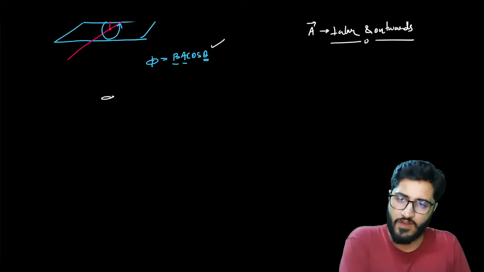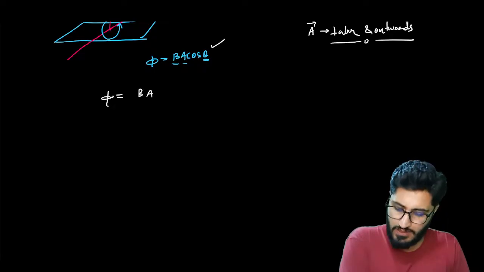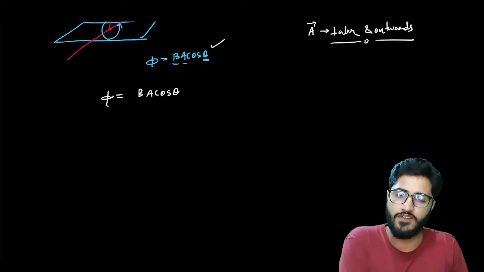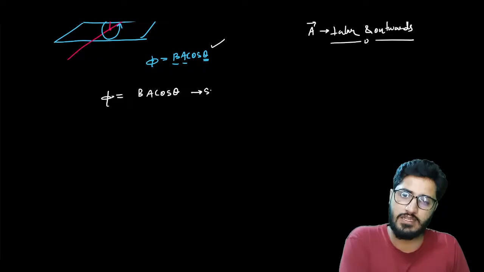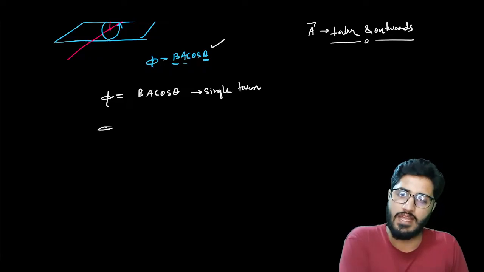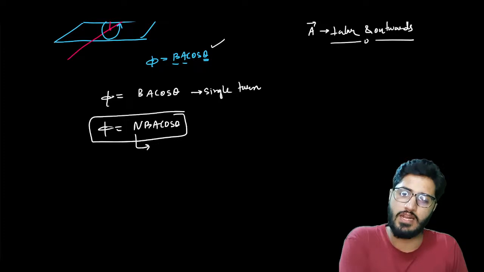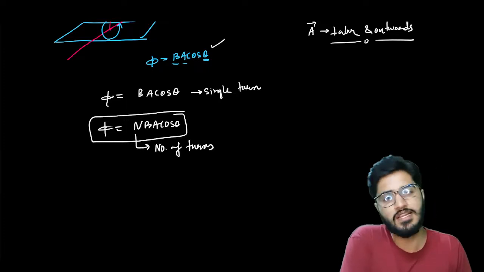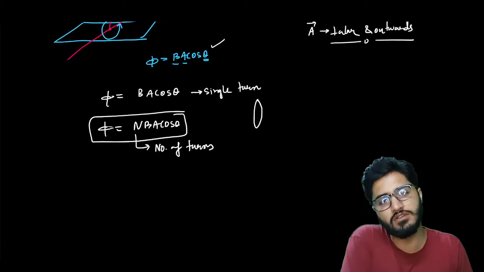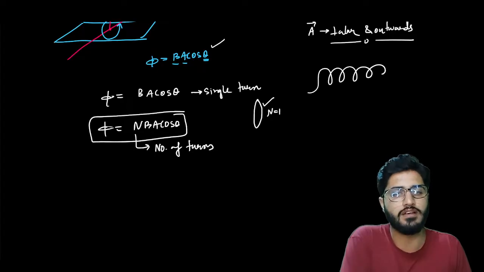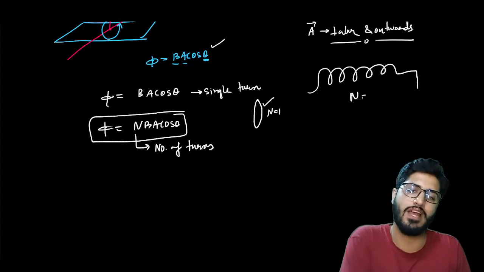So what is phi now? We know that phi is BA cos theta. This is for a single turn. If we have n number of turns, I will write NBA cos theta. What is n? N is the number of turns. Suppose we are talking about one single sheet, then n is 1. If we have a solenoid, suppose n is 25 here.